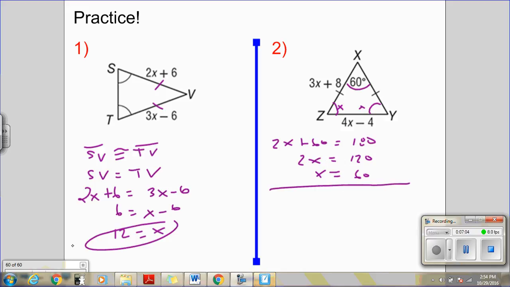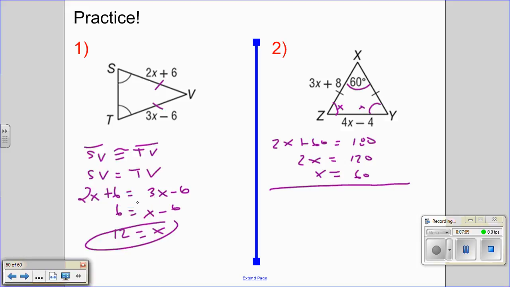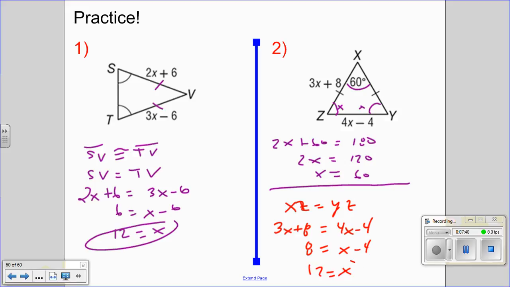Too late now. Now I can actually solve for the x in the original problem by taking XZ and equaling it to YZ, because again, it's an equilateral triangle, so all three sides are the same. So that means 3x plus 8 is equal to 4x minus 4. Subtract 3x from both sides, you would get 8 equals x minus 4. And then add 4 to both sides, you would get 12 equals x. Look at that. 12 equaled x on both problems.